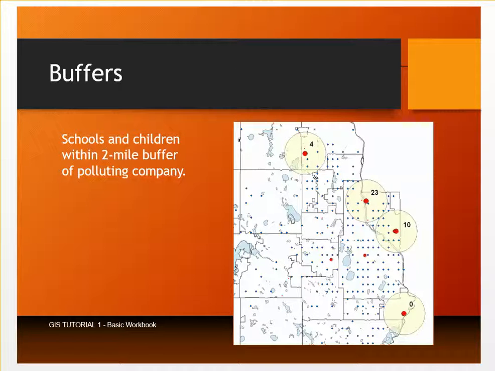We can also do a radius buffer around points, lines, and polygons. In this example, we're showing schools and children within a 2-mile buffer of a polluting company. So we identify which companies we want to buffer, and we use the buffering tool to create that buffer. Then you can select those schools, and data from the census tracts that fall within that buffer.